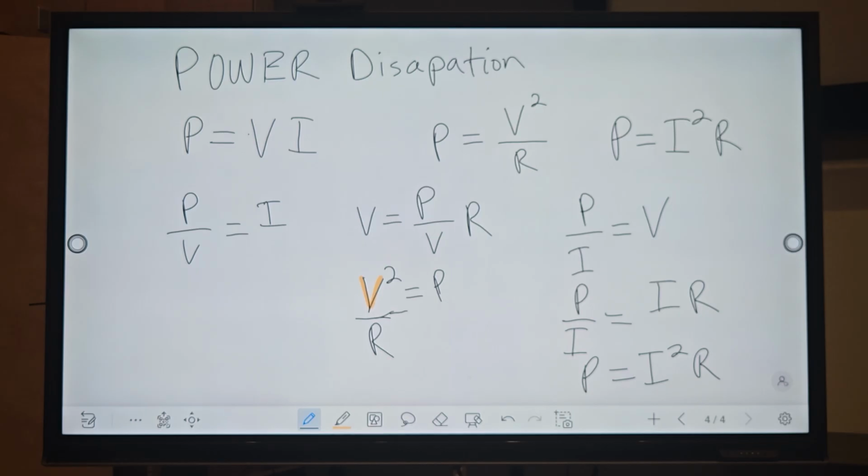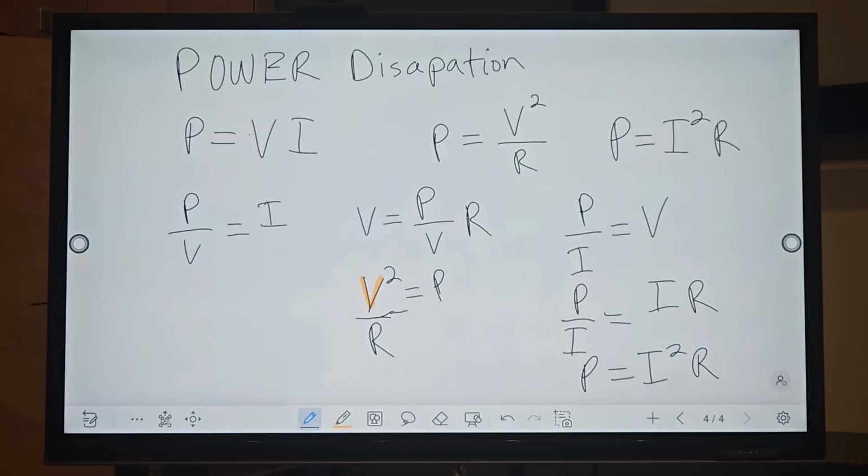In that particular example, that would be like an old incandescent light bulb. Dissipates 100 watts. That's why they generated so much heat. 100 watts is quite a bit of power. Now we have LED lights that use considerably less power and generate light without so much heat.